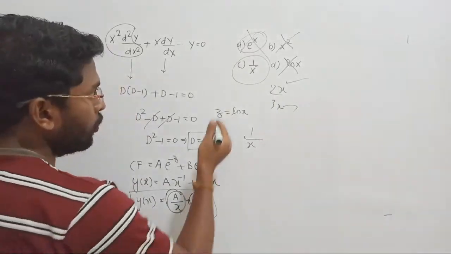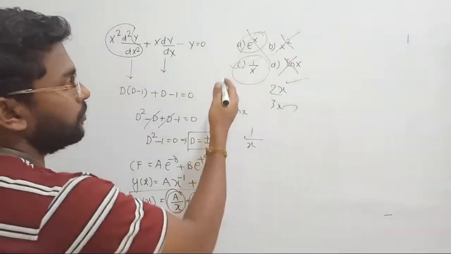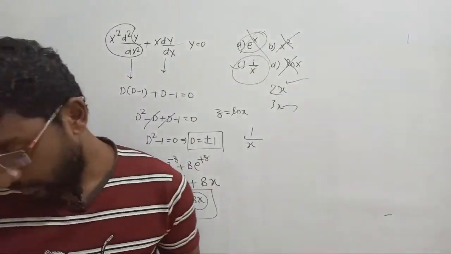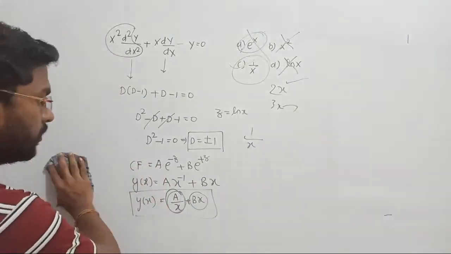Clear? So this is one of the solutions. The rest are wrong, right? So the correct answer is option C. Clear? I told you there is one more small question. I'm just writing that question. You please try, right?